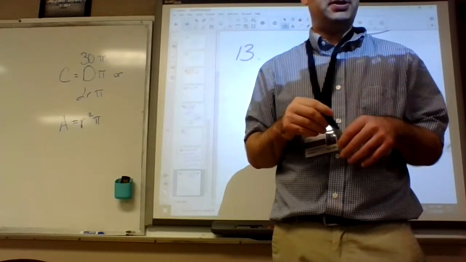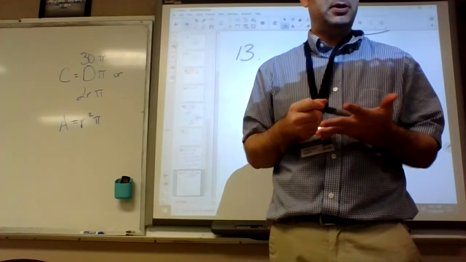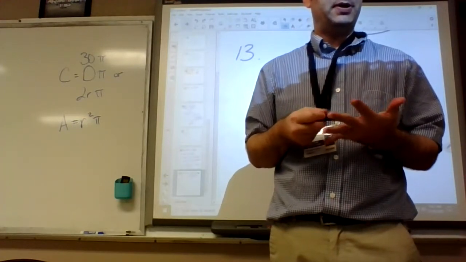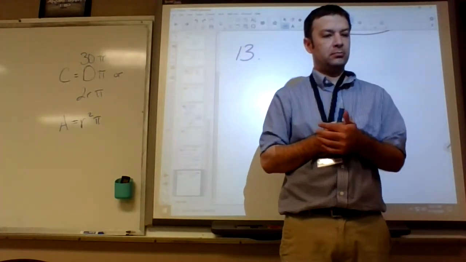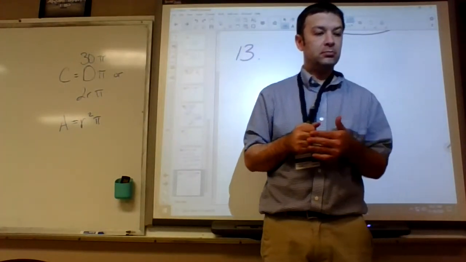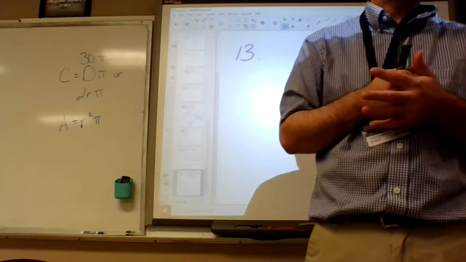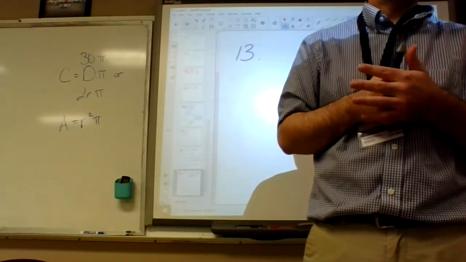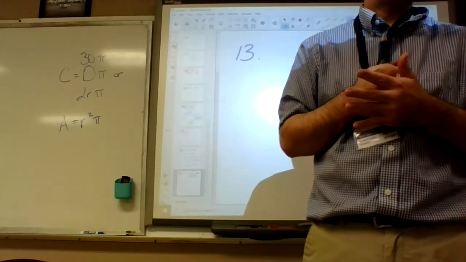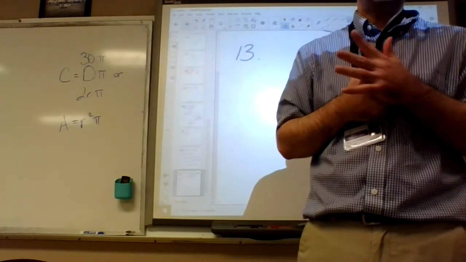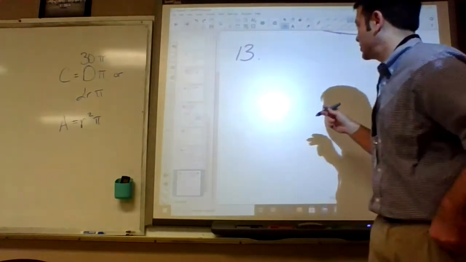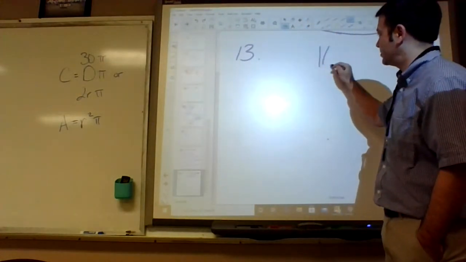Okay, back to 13. Somebody besides Nick, how could we find the shaded area on number 13? You take 4, and then you take 4 times 4 times pi, and then you get the area of that small circle. Okay, 16 pi, 4 times 4 times pi. 16 pi is the area of the hole.